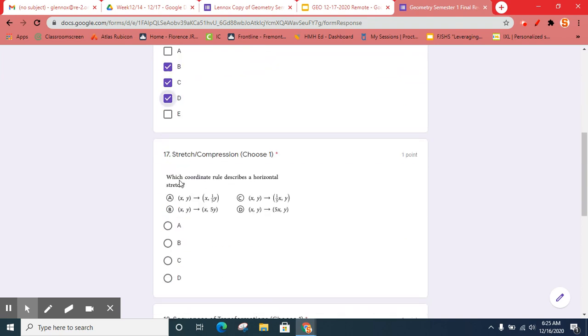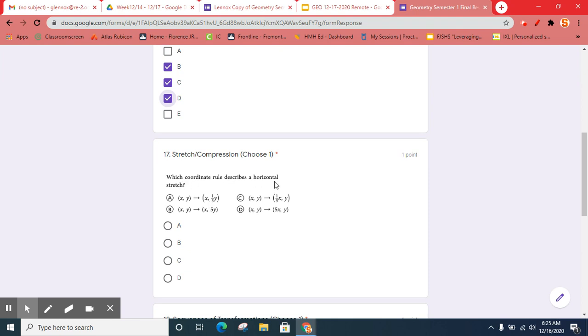Down to number 7, which coordinate rule describes a horizontal stretch? So horizontal is our x-axis. So something's going to be happening to the x value here. We can see on C and D, something's happening to the x. Over here on A and B, that would be something changing vertically with the y. So we know it's going to be either C or D.